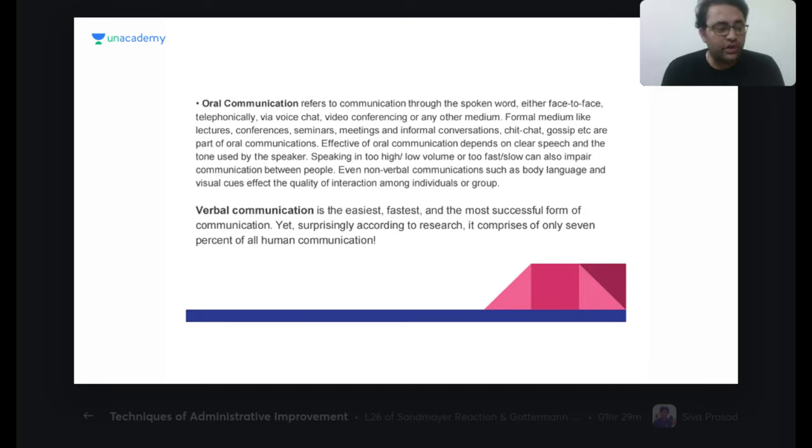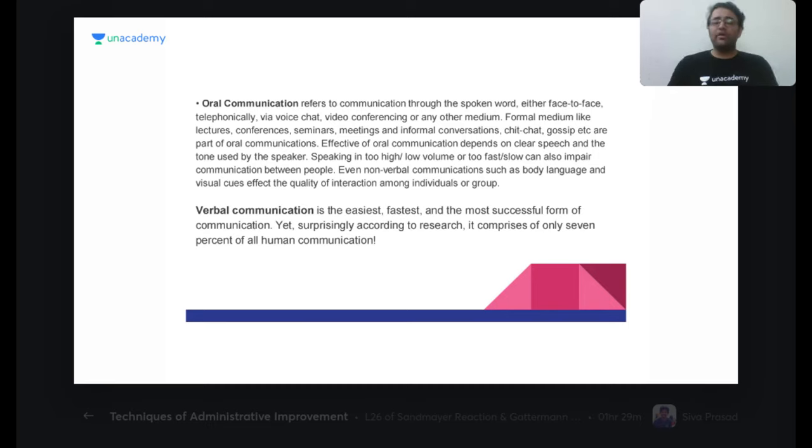Now, let's read it. Oral communication refers to the communication through the spoken word, either face-to-face, telephonically, via voice chat, telephone conferencing, or any other medium. Formal mediums like lectures, conferences, seminars, meetings, and informal conversations, chit-chat, gossip, are part of oral communications. Effective oral communication depends upon clear speech and the tone used by the speaker. Speaking in too high volume, low volume, or too fast or slow can also impair communication between people. Some non-verbal communication, such as body language and visual cues, affect the quality of interaction among the individuals.